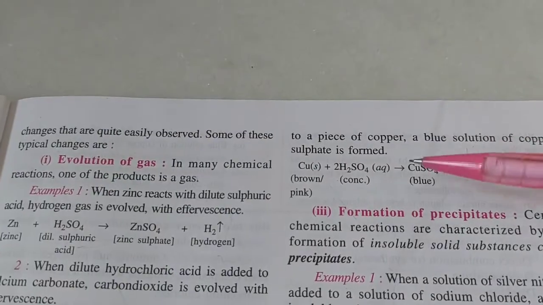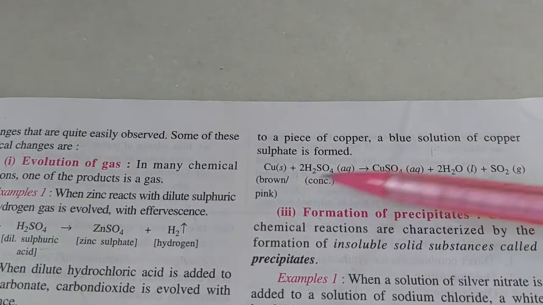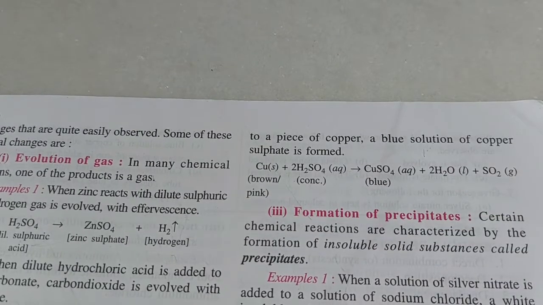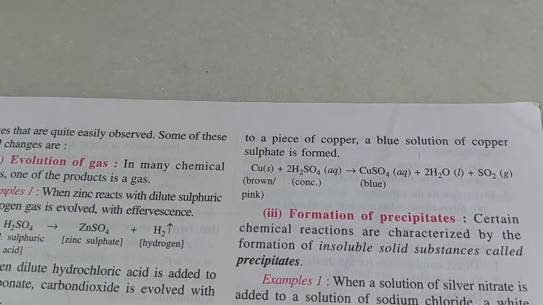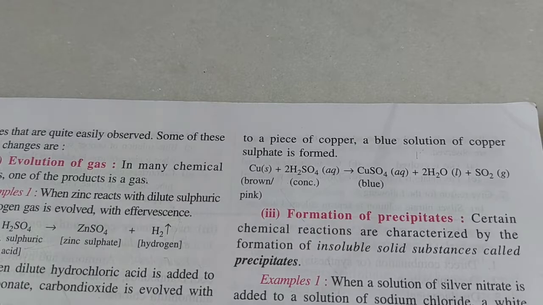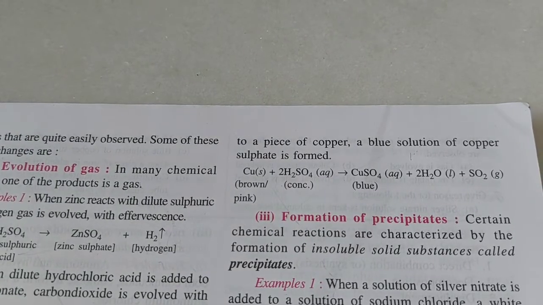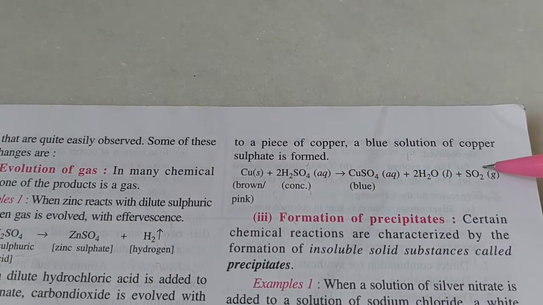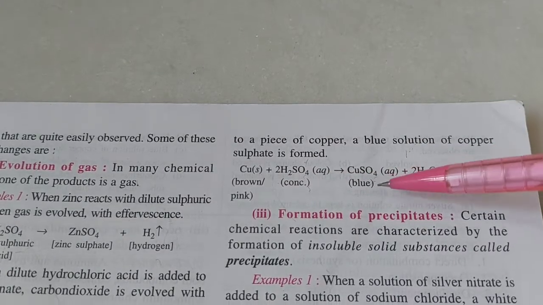Another example is conc. sulfuric acid reacting with copper to give you sulfur dioxide gas. Now, copper is below hydrogen in the activity series, so typically acids should not be able to react with copper, silver, etc. But since it is conc., here it acts like an oxidizing agent and a reaction does take place. Observation: a blue solution is formed.